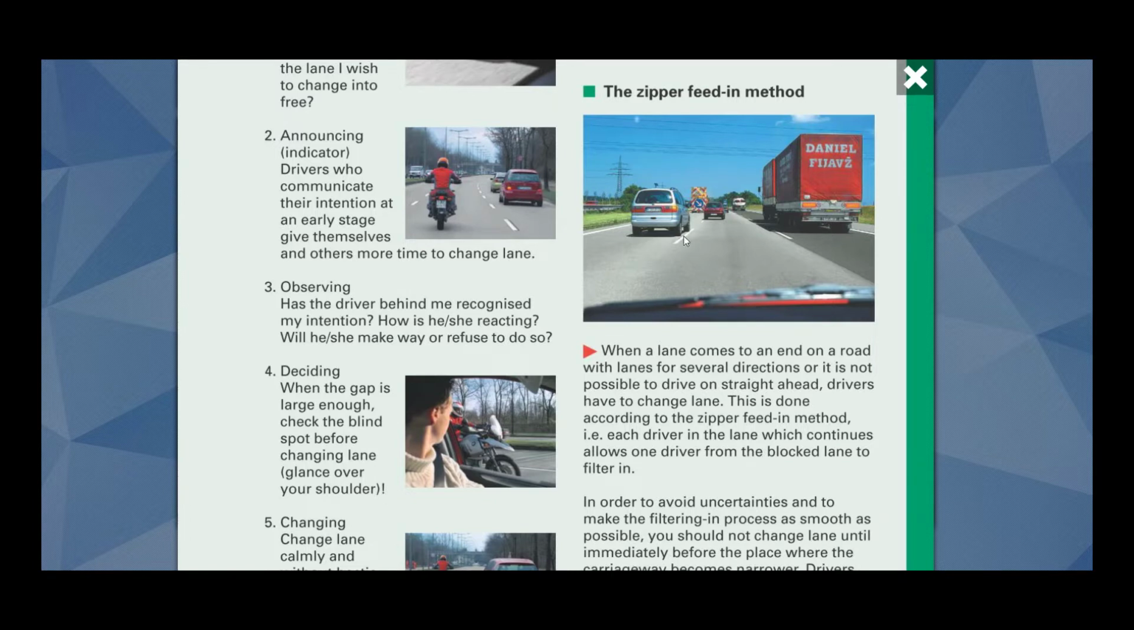For example, now you are aware that this lane is going to be narrow, then you have to wait till your lane is continuing straight. Once you have reached the end, then only try to feed in. Drivers changing lane must not endanger others. So this is clear that you should not cause any danger to other road users.